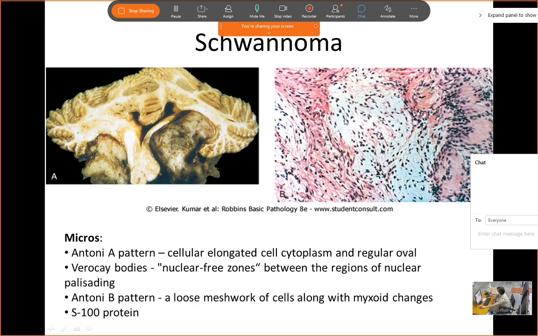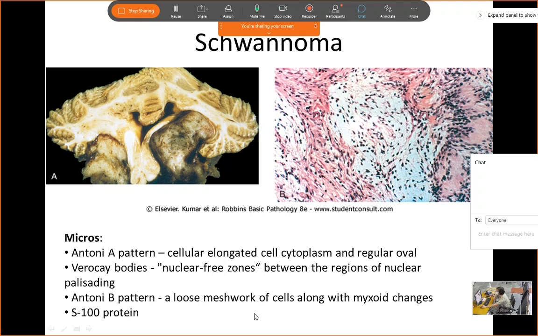Okay, so this is an acoustic neuroma or a schwannoma of the CP angle, and microscopically this is also extremely important because you have to identify a picture for it. So microscopically you have to remember three things: Antoni A, Antoni B, and Verocay bodies. So what is Antoni A? Antoni A is these areas in which you see pink and blue. They are elongated cellular zones.